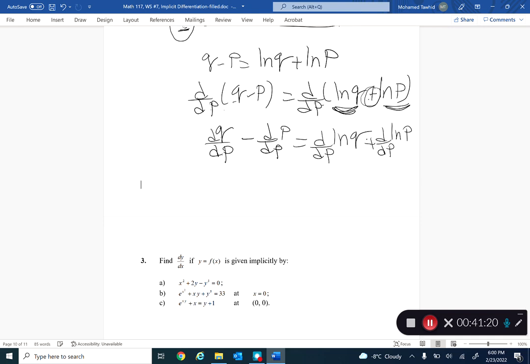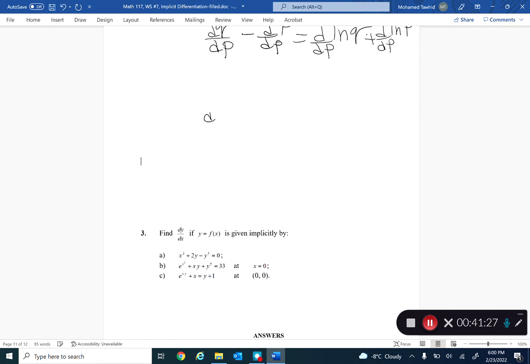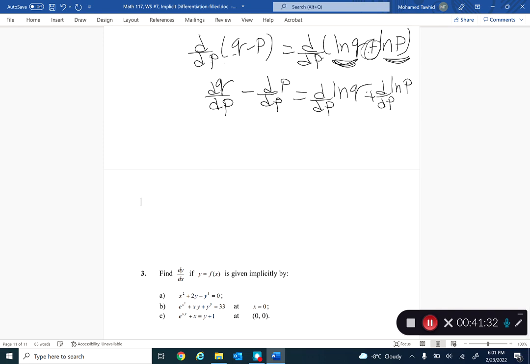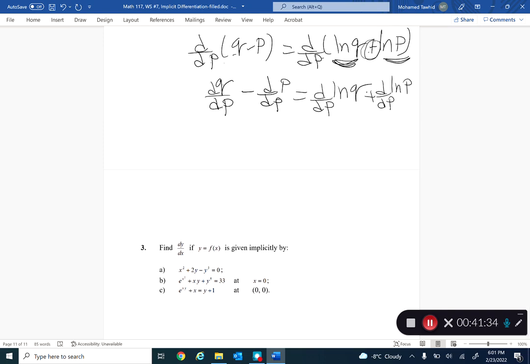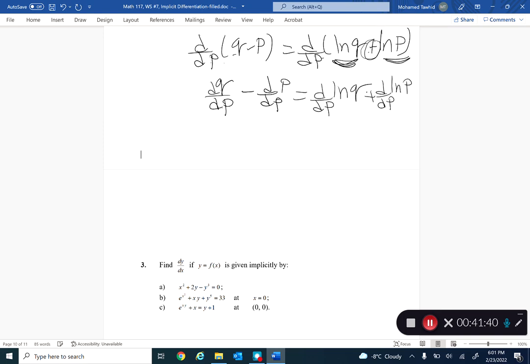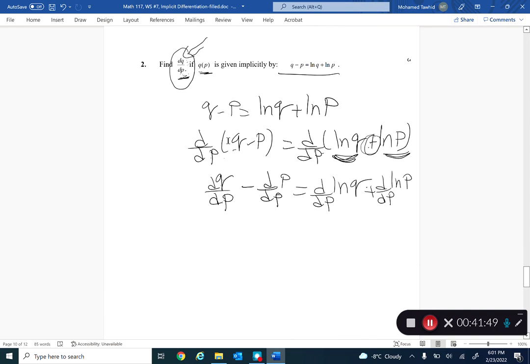So now, what is the question? The question here is, what is the derivative of q with respect to b? So that is not 1, that is the one I need to find. So the derivative of q with respect to b, that is the one I need to find.